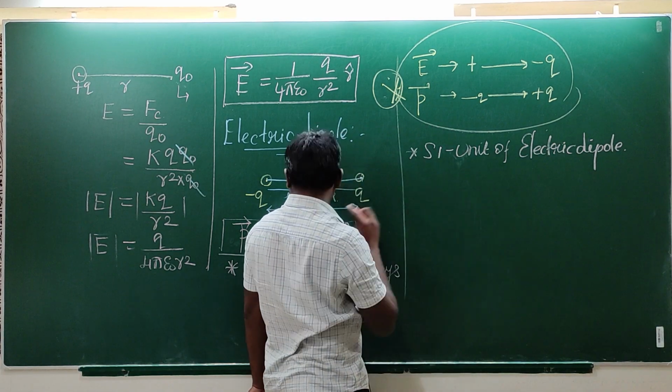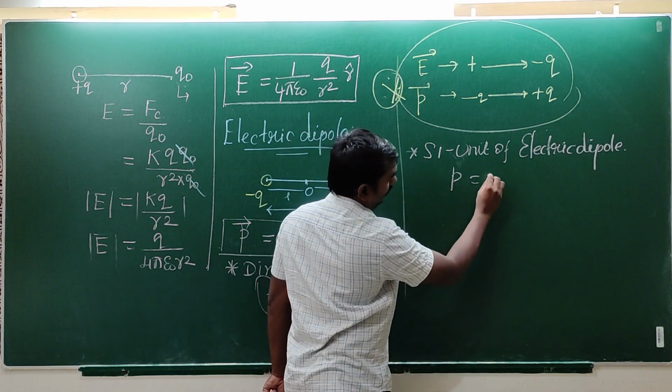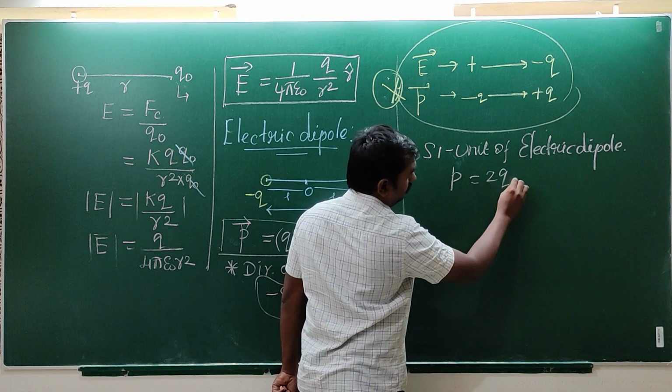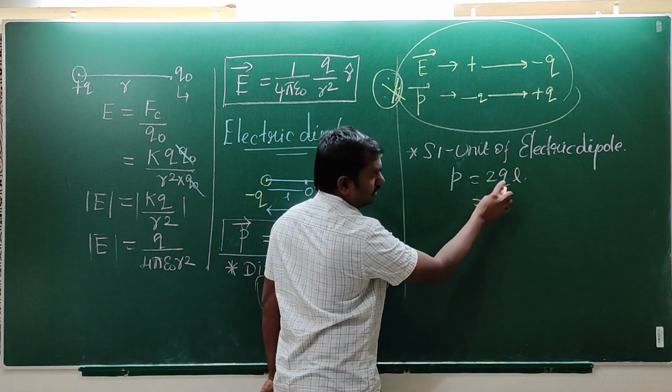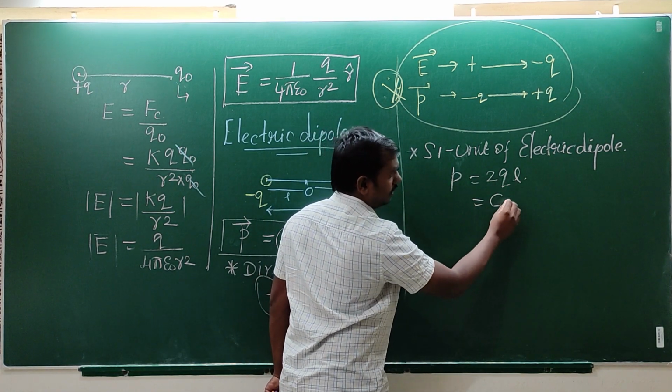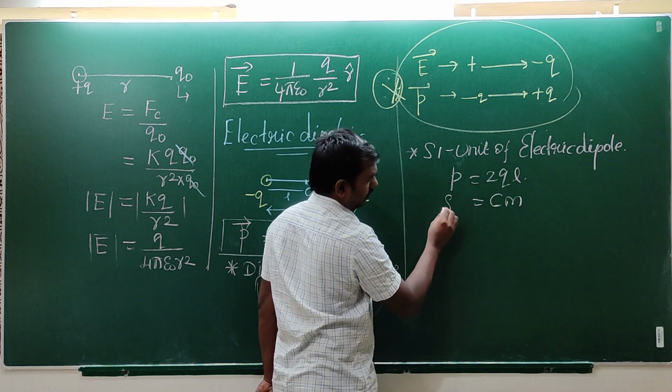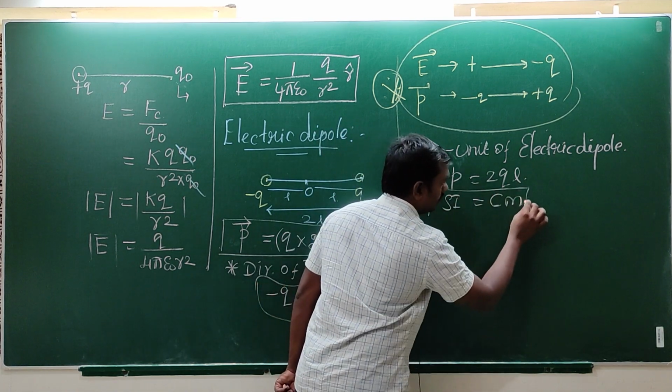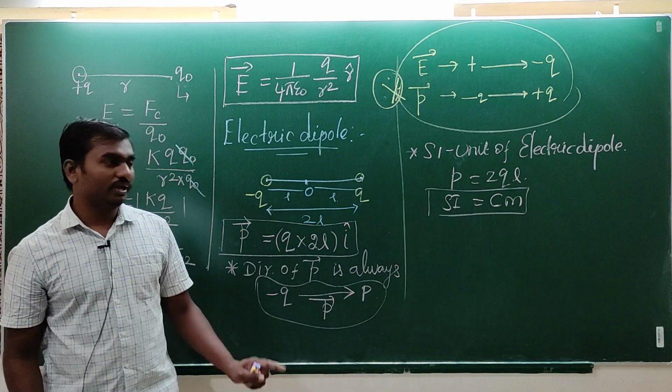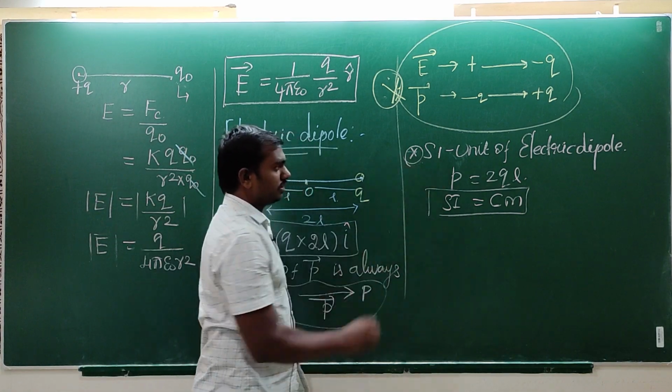SI யூனிட் பார்த்தீங்கன்னா என்ன, நம்ம ஃபார்முலா என்ன? P equal to 2QL, கரெக்டா? So we know that Q is the coulomb and L is meter. So the SI unit is coulomb meter. Okay, this is one possible question for the NEET.